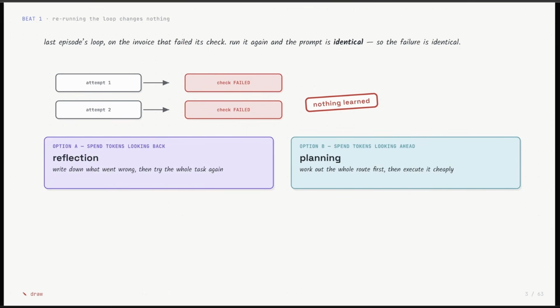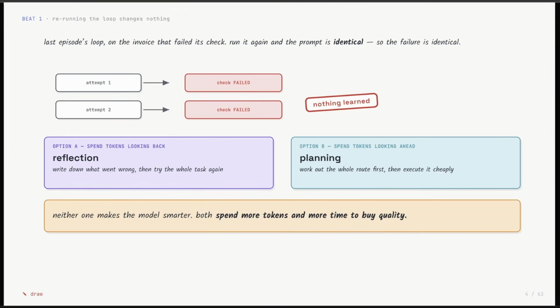And here there are two ways to do this. The first one is reflection. The second one is planning. Reflection, aka look back, is the idea that you let the agent write down what went wrong and try the whole task again. And look ahead, which is planning, is you make it work out the entire route first, then execute the steps cheaply. And here we need to realize that neither one of them makes the model actually smarter.